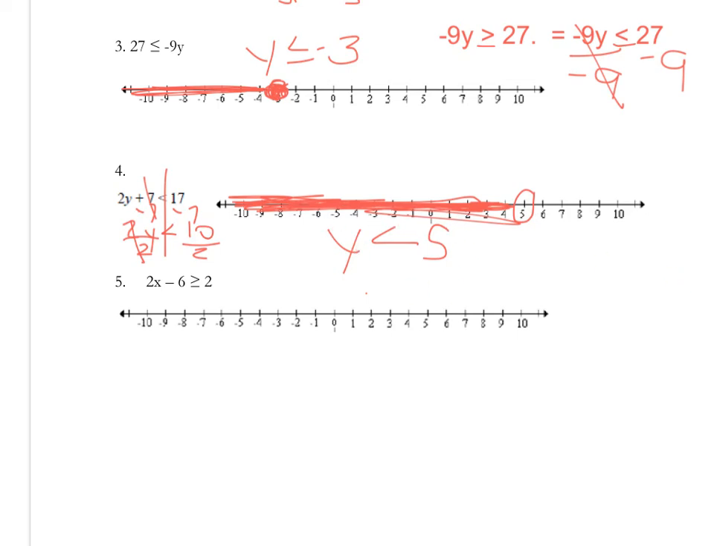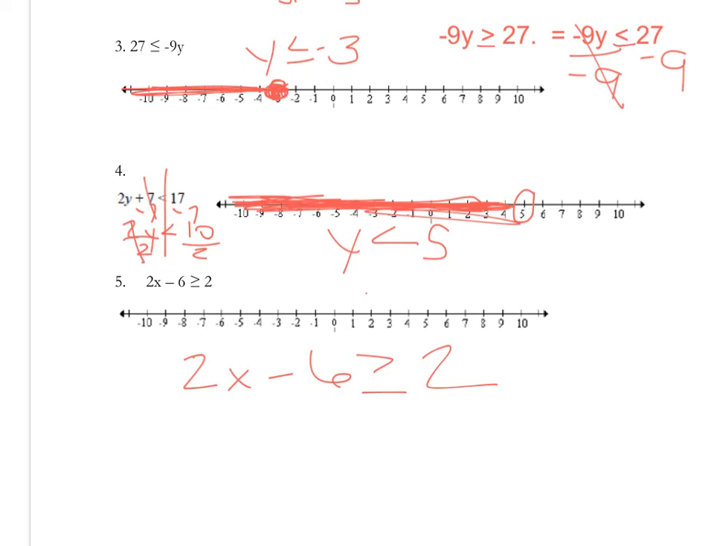All right, let's do problem number 5. Number 5 says 2x minus 6 is greater than or equal to 2. So let's look at what we have first. Let's see if we have a negative with our variable. Right here I've got a positive 2x, so I'm not going to need to be doing any flipping of our symbol. Secondly, my variable is on the left side of the symbol, so I'm good to go there. So now I'm just going to go ahead and solve this.